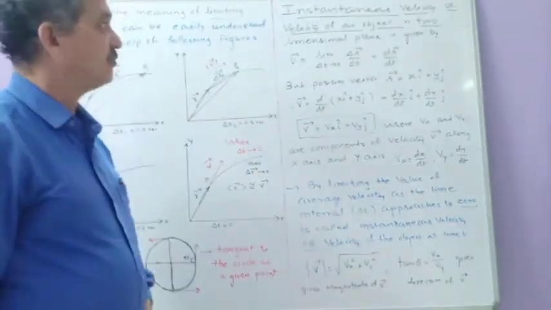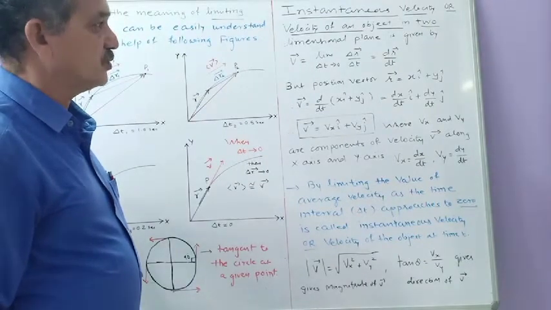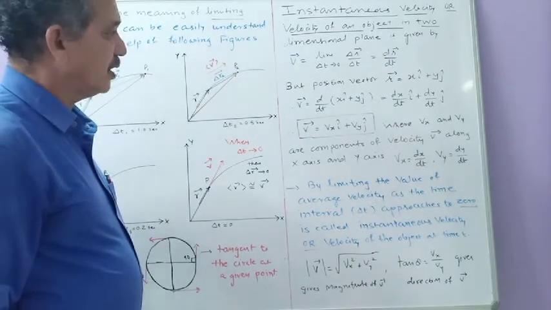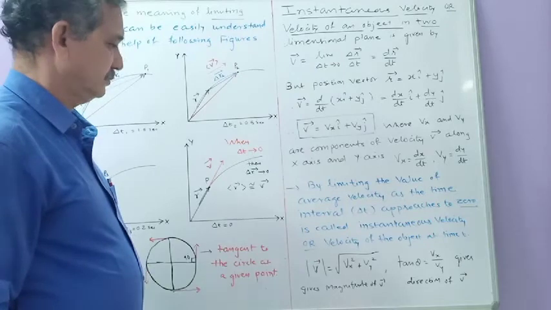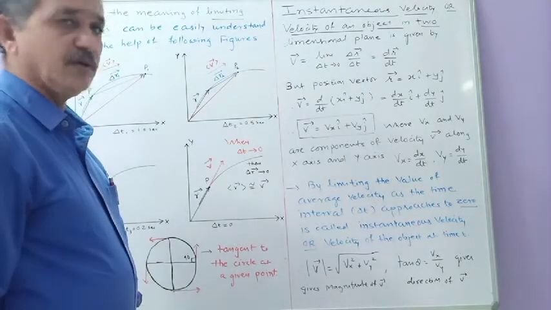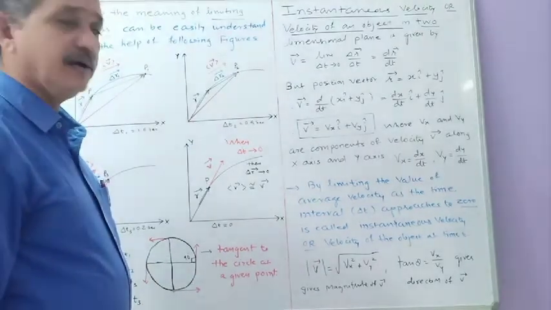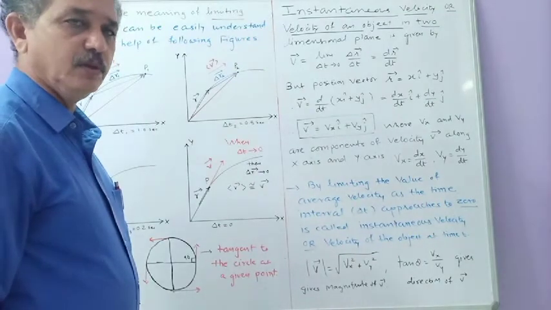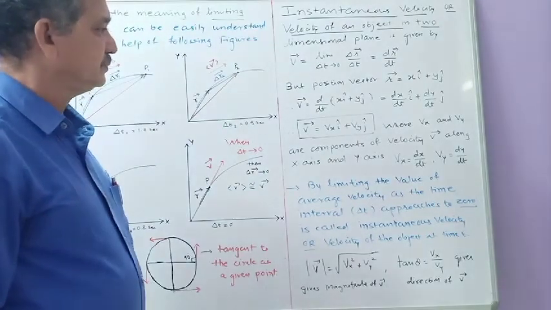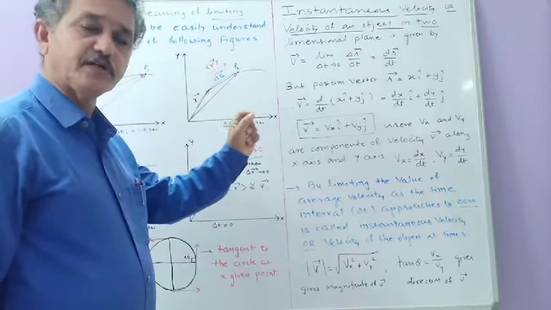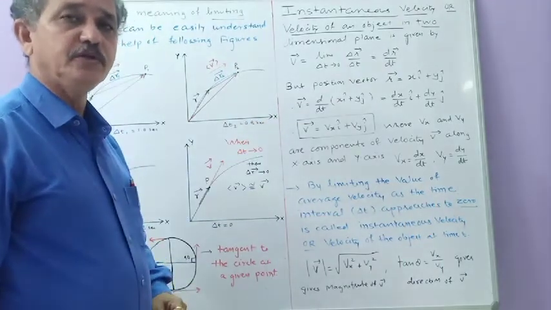In the last lecture we discussed instantaneous velocity, and now we have to try to understand the meaning of limit delta t tends to 0, so that the average velocity becomes nearly equal to the instantaneous velocity.